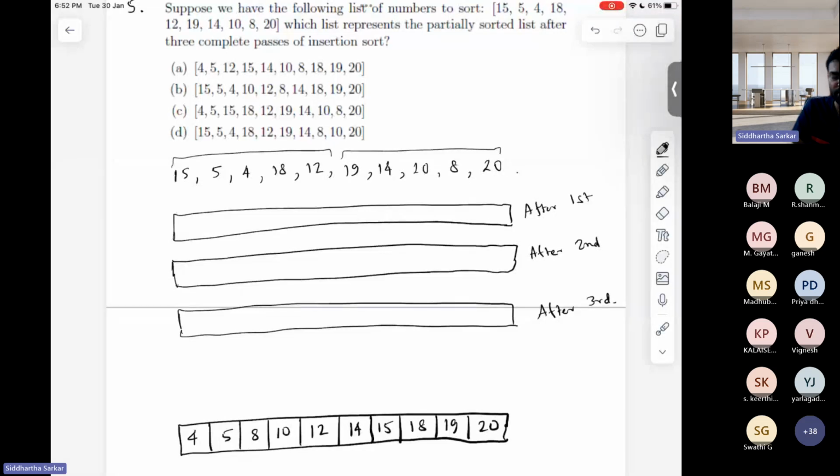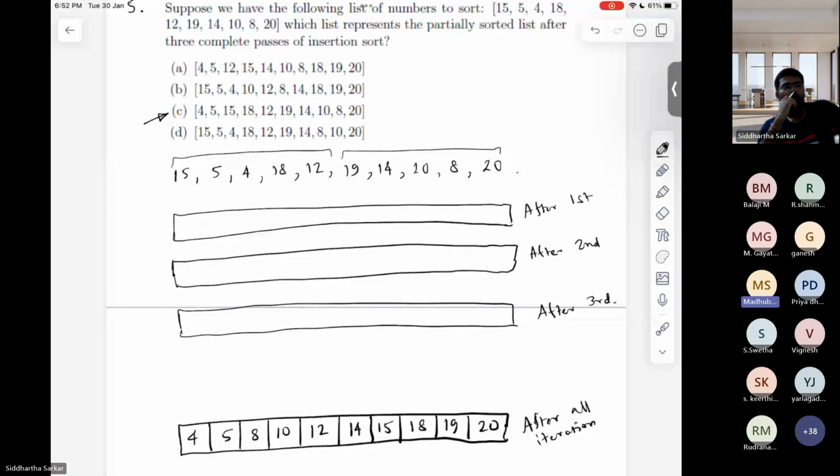That's right. So this is the final, after all iterations of insertion sort are over. So after all iterations, this is what we have. The question is what happens after the third iteration? C. So after the third iteration, we have this. Why is that so?